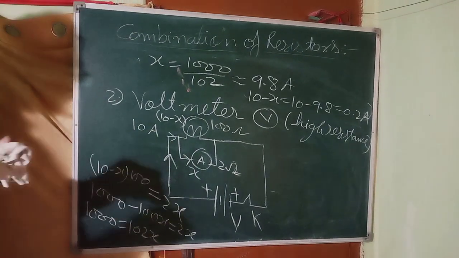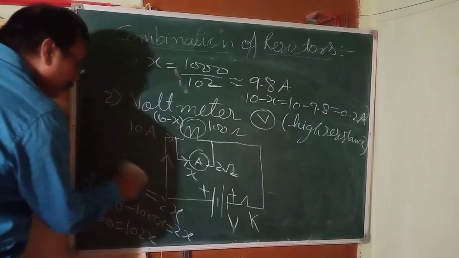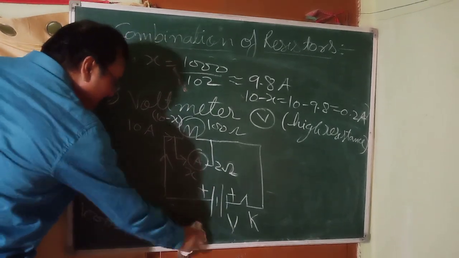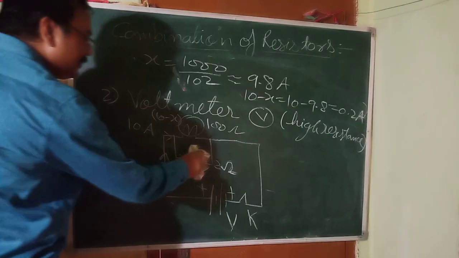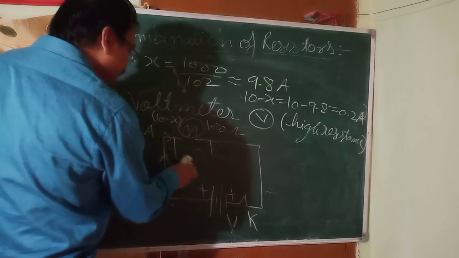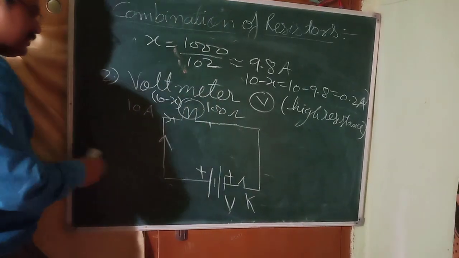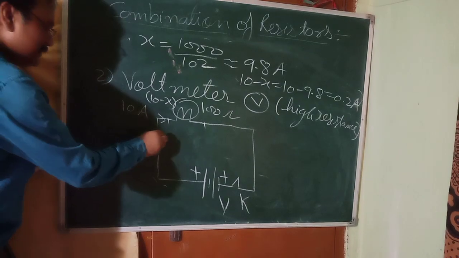And that's why we need not connect it in the parallel combination. What? The ammeter. So how to connect this? We should always connect the ammeter in series combination.